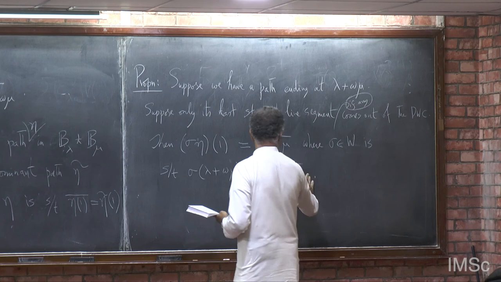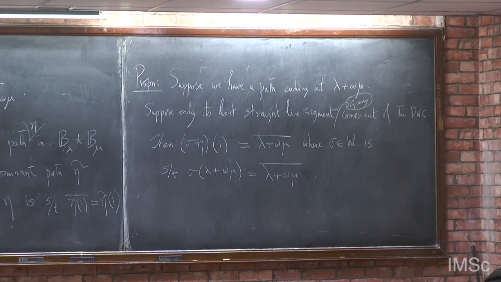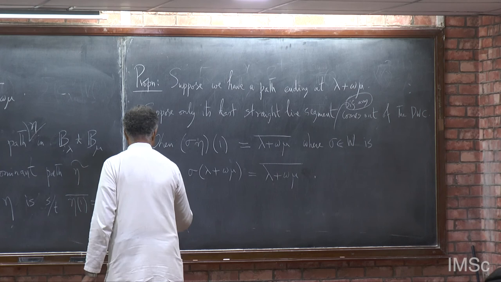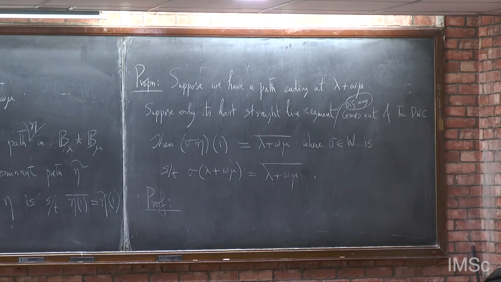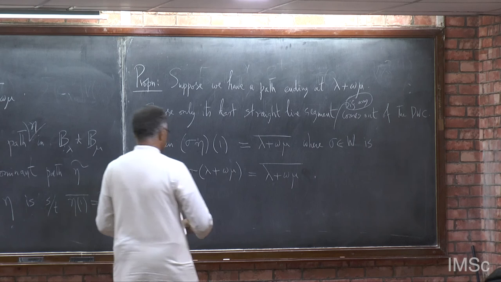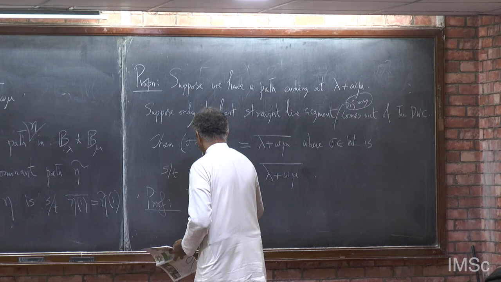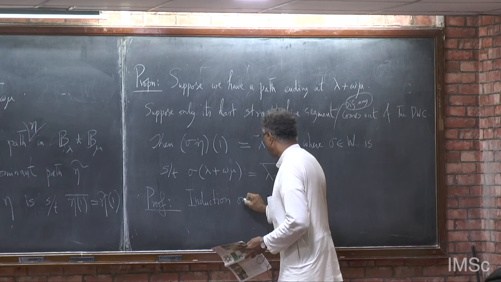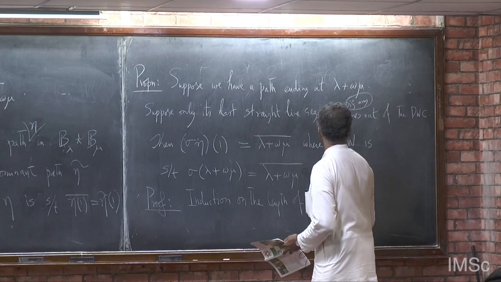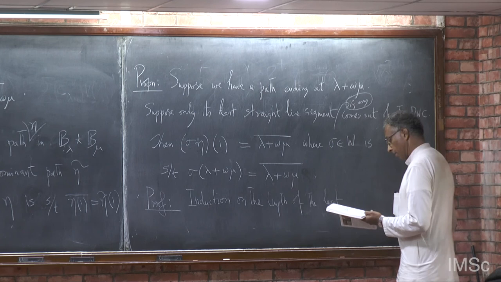Okay, let's try to prove this. So in other words, if only the last segment goes out, then it is extremal. That's what we are saying. Okay? So let's prove this. Induction, so proceed by induction. All such proofs have this thing. They proceed by induction on the length of the least such σ.